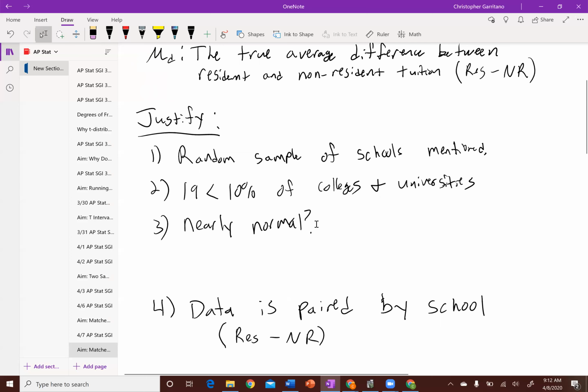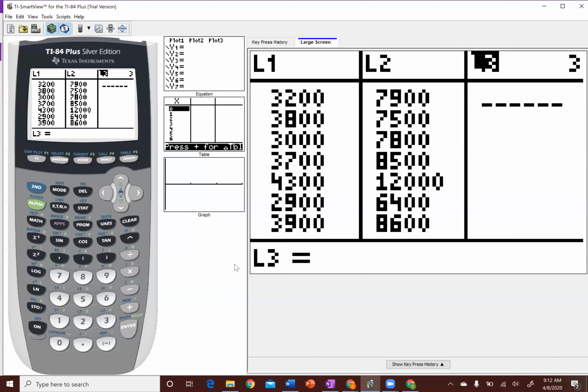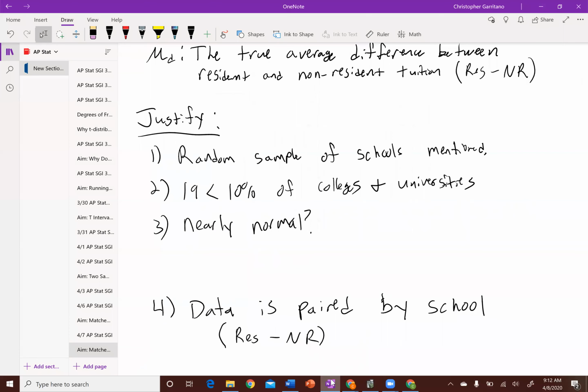All right, the nearly normal condition. Now, let's go to our calculator. In my calculator, I've already input list one with the residential prices and list two with my non-residential prices. But remember, in a matched pairs test, I'm not actually interested in the values of list one or the values of list two. I'm actually interested in the difference between these values. So how much more are non-residential people paying? That's essentially what we're trying to scope out here.